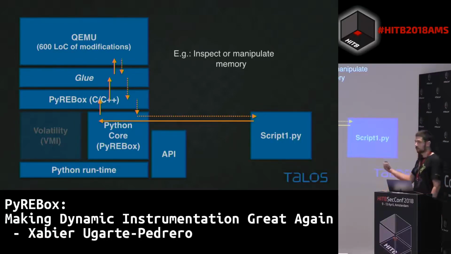The C++ component will translate the Python object into a native object in order to interact with QEMU, but then it will not call QEMU directly. It will go through another layer named the glue, which abstracts away the QEMU internal structures from the PyREBox internal structures, in such a way that if someday they release a new QEMU version or some modification for QEMU that changes some structures, we would theoretically only need to change the glue and everything would run again.